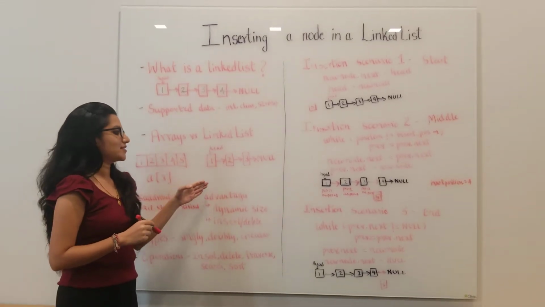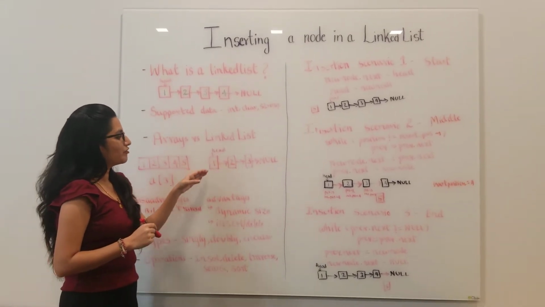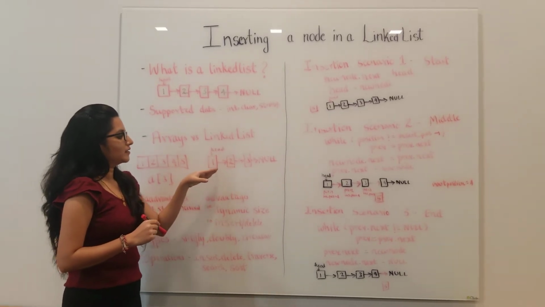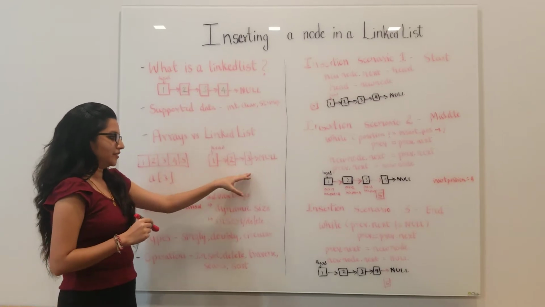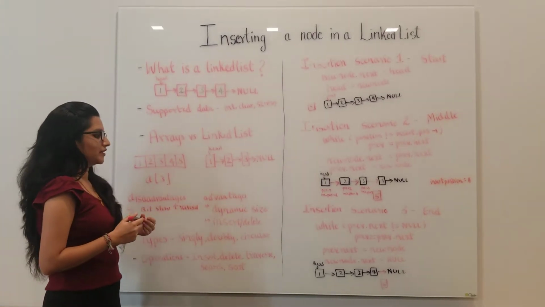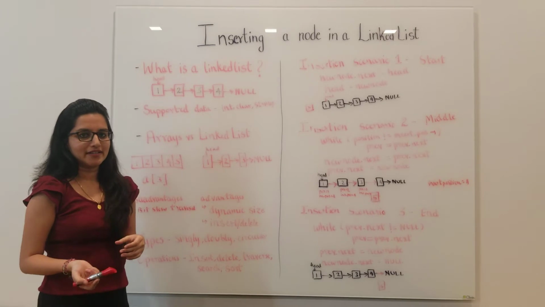So if you want to access at some position 3, you have to go from the first element and traverse till you reach the third position and access that element. So this is the disadvantage of linked list. But there are several advantages as well.